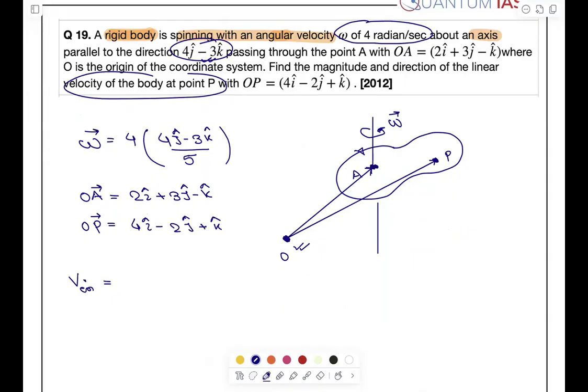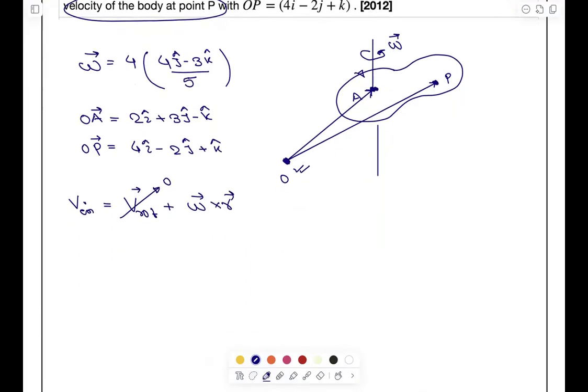So V inertial, we know that it is V rotational plus omega cross R. You might have studied this thing from the body coordinate and space coordinate also. You can use that also, that is totally fine. So V rotational will be 0 because the body is in the same point, in pure rotation. So we have to find out V inertial, which will be simply omega cross R.